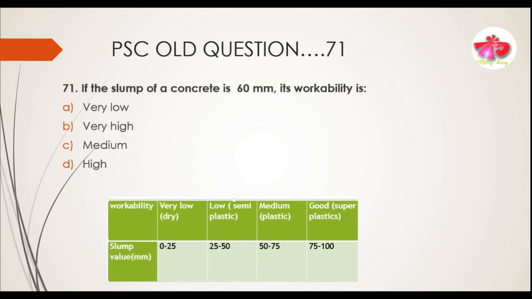So friends, I have shown you a chart so that it would be easier for you to allocate the answer. If the slump of the concrete is 60 mm, its workability is medium. Option C will be the correct answer, isn't it? So for medium you have 50 to 75 mm slump value. So this medium is also known as plastic.